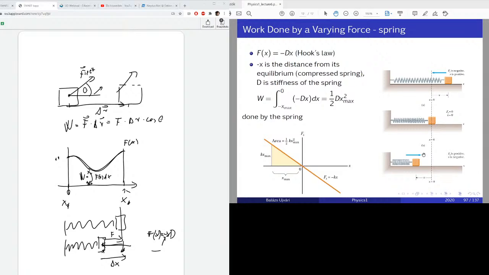And if you calculate this, I need more space. If you calculate this F equals minus kx, from this minus x, this is the minus x, this is the 0. The area of this triangle is 1 over 2 k x squared. And this is the work done by the spring moving from here, from A to B.